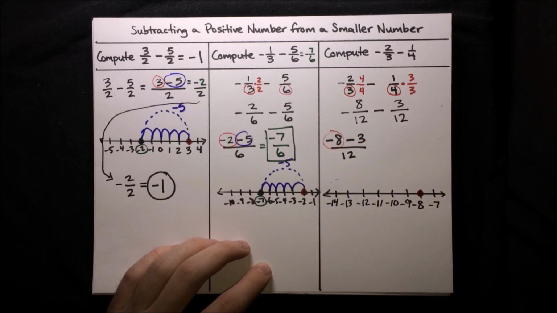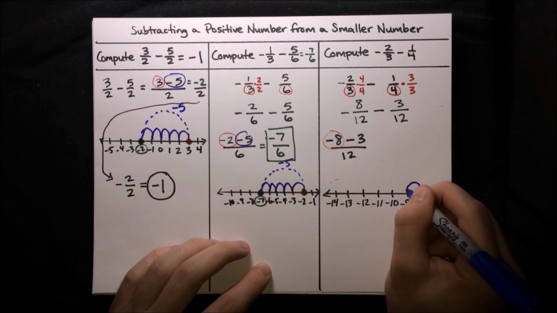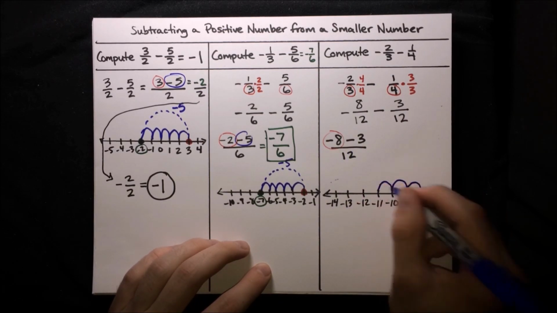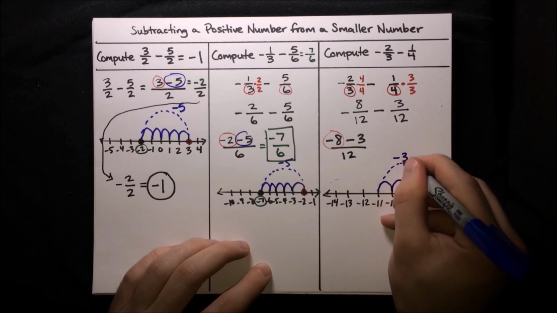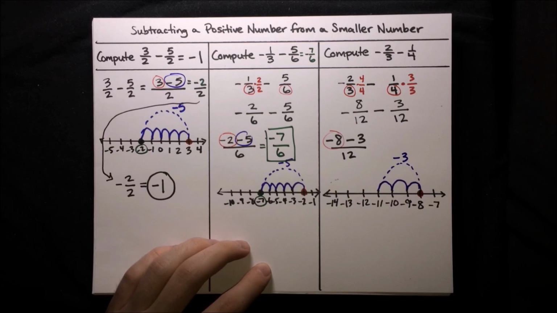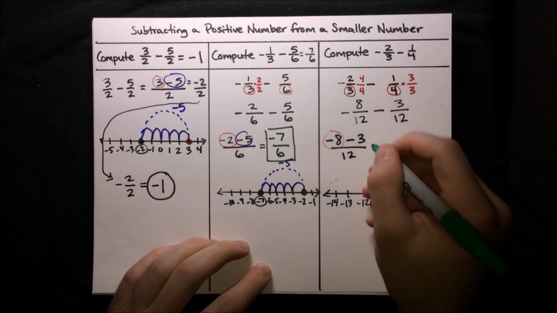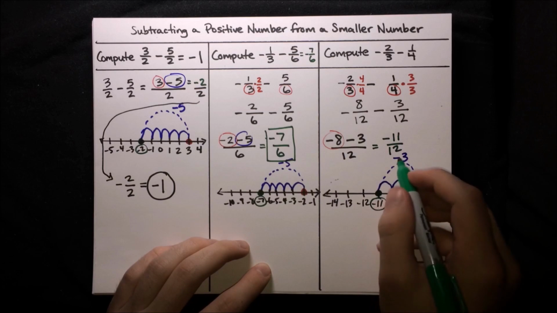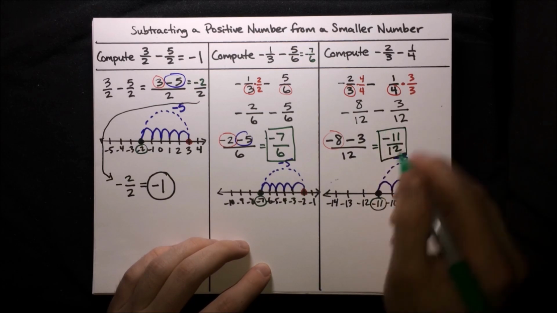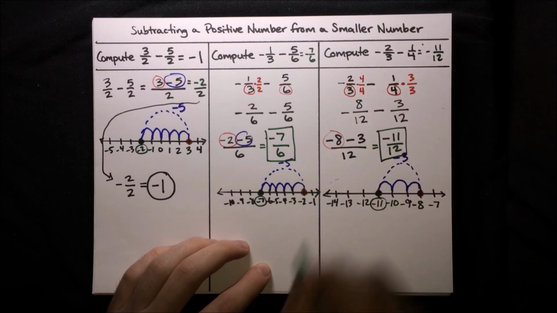And then we want to subtract 3, so make 3 unit jumps in the negative direction. 1, 2, 3. So this is just a big jump of negative 3. And then where do we end? We end right over here. The number there is negative 11. So this is equal to negative 11 over 12. All right, so that's our result. Negative 11 over 12, or just negative 11 twelfths.